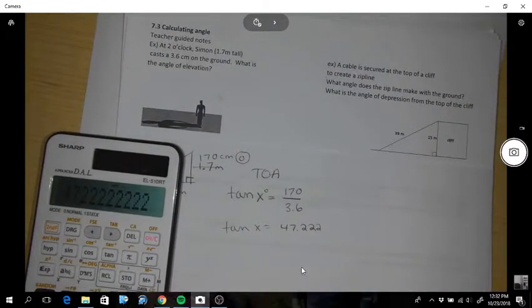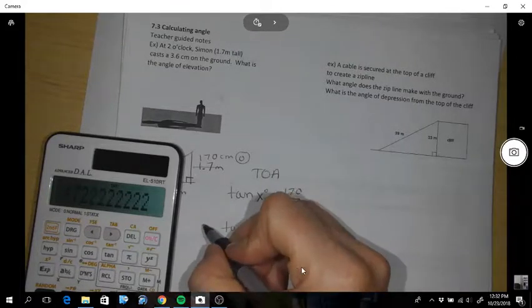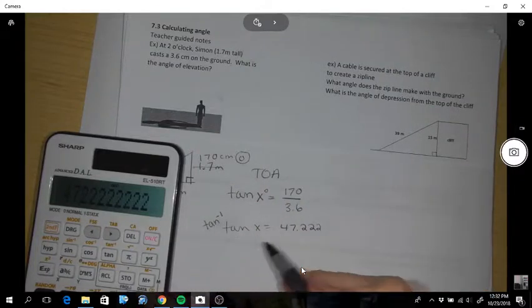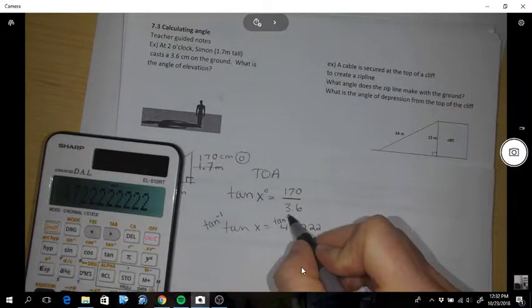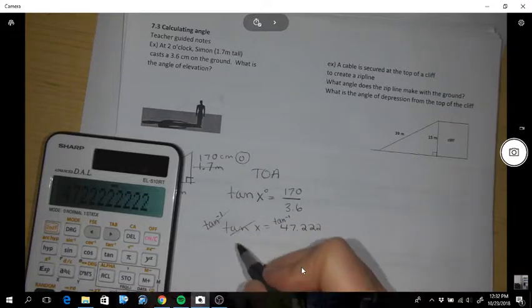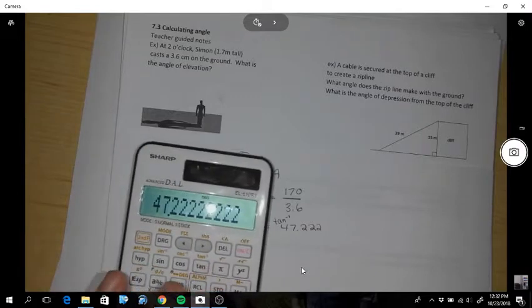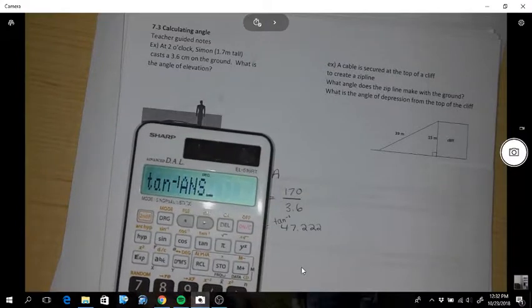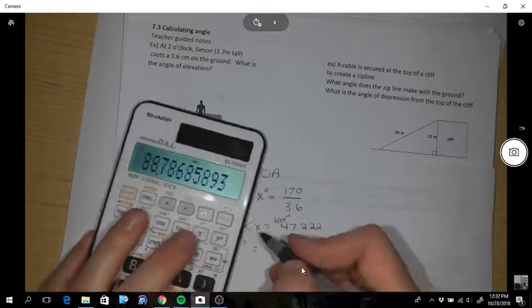So if I want to get x alone, I need to get rid of tan. So how do I get rid of tan? I tan inverse, because that's the opposite operation. So tan inverse cancels tan, and I get angle x. So that means I need to tan inverse. So I'm going to go second function, tan of that number, that answer, equals 88.8 degrees.